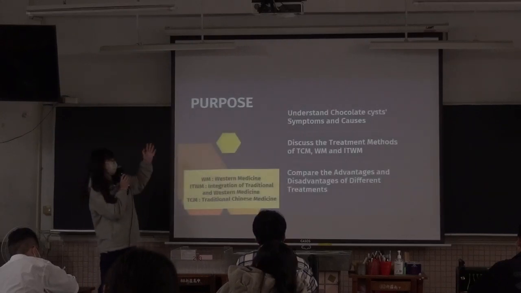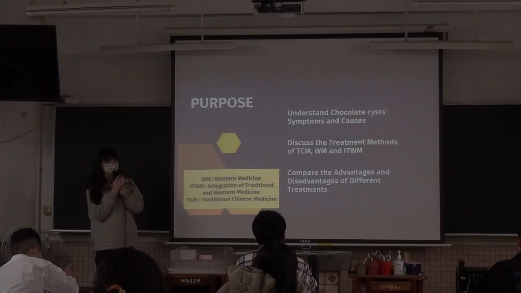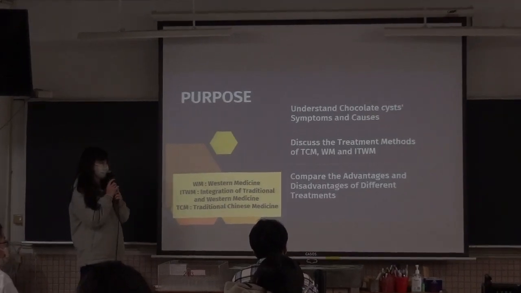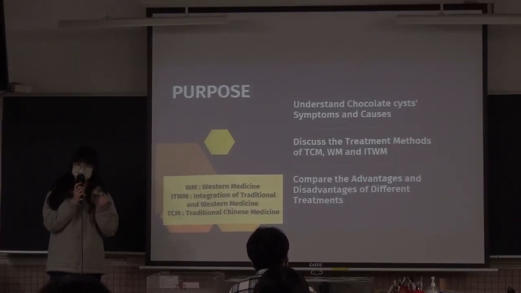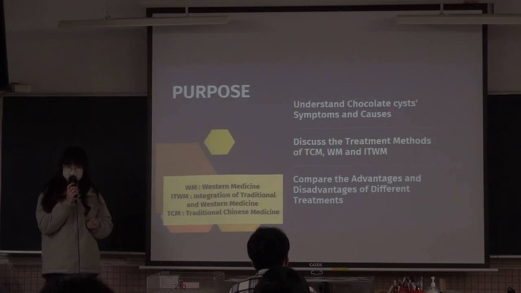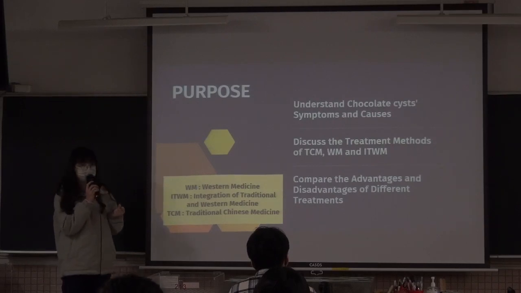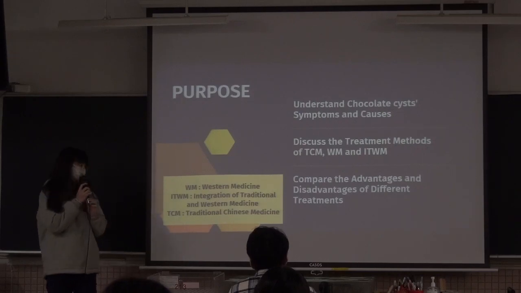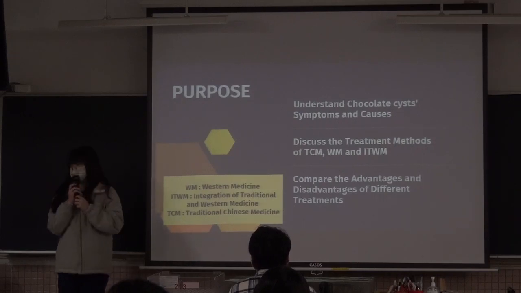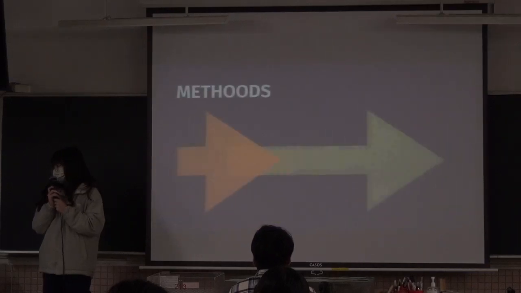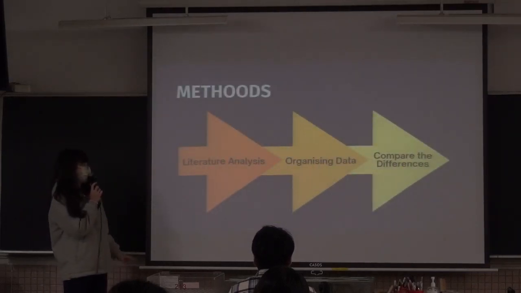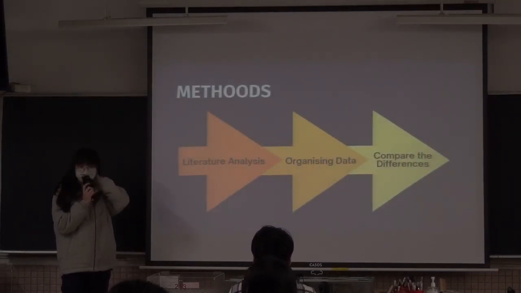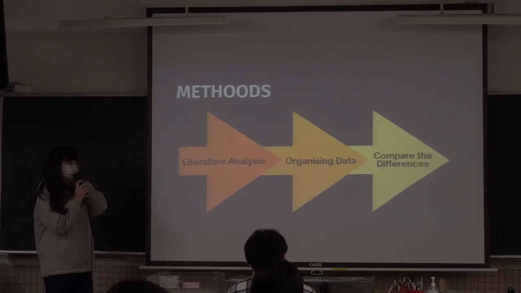Okay, this is my process. First, I would understand the chocolate cyst symptoms and causes, and then discuss the treatment of traditional Chinese medicine, Western medicine, and integration of traditional and Western medicine. And then compare the advantages and disadvantages of different treatments. Okay, this is my main thought. First, I do the literature analysis and organize the data that I found, and then compare the differences.